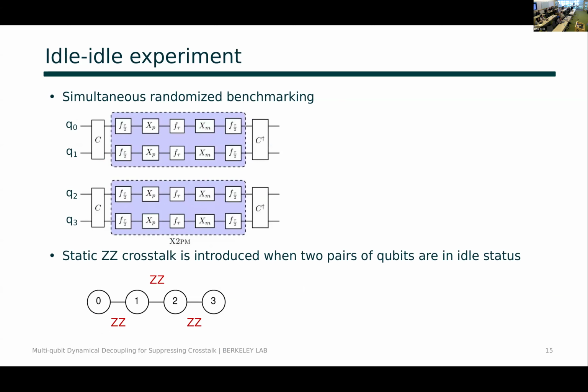The first experiment we do is this idle experiment. We choose 2 qubit pairs that are neighbors. So the connectivity is shown here. And both of them go through some idle period, and then we insert DD into this idle period. We can see since they are idle at the same time, we call it idle experiment.